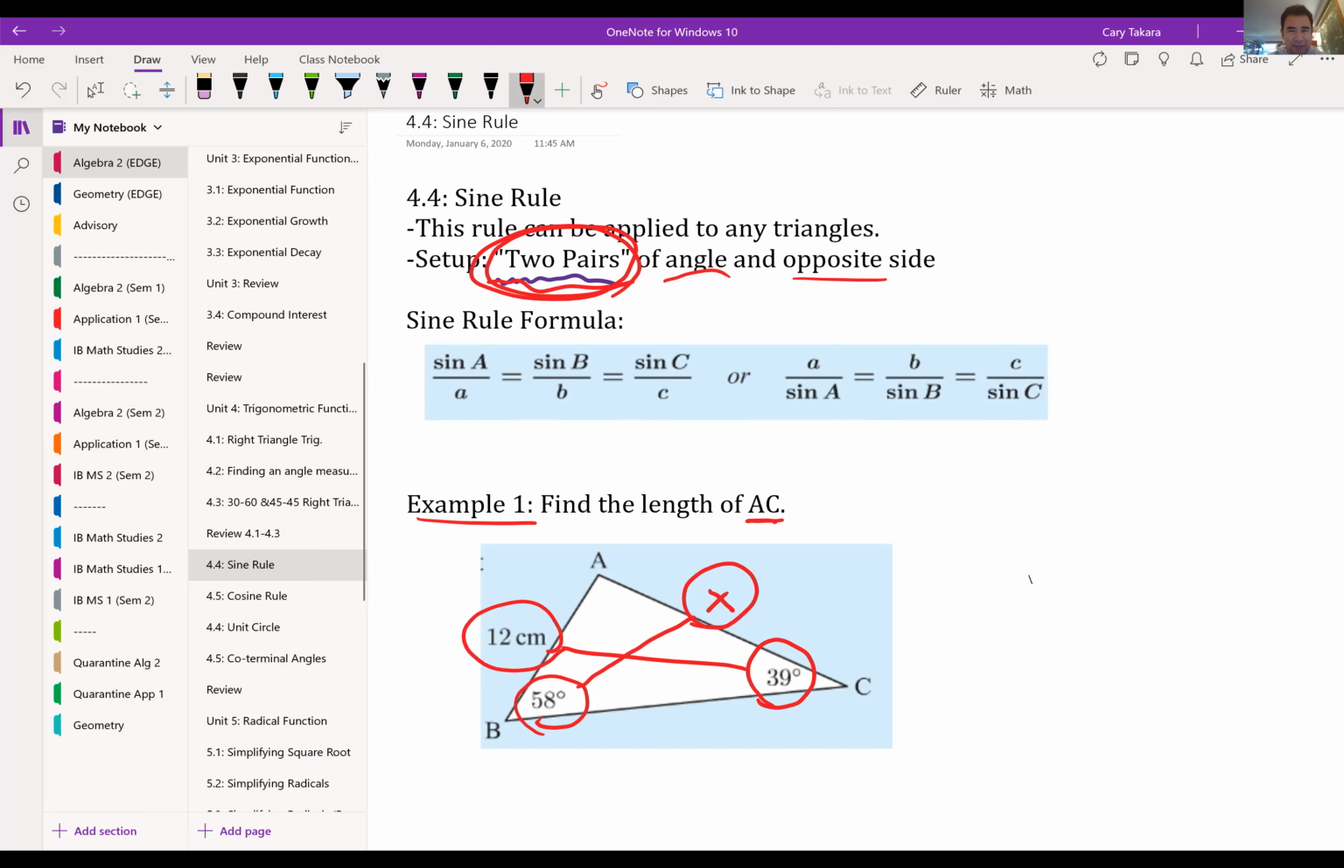Does that make sense to you guys, everybody? So if you have an angle, opposite side, angle, opposite side, that is a perfect setup for using sine rule. Okay. Got one more student.